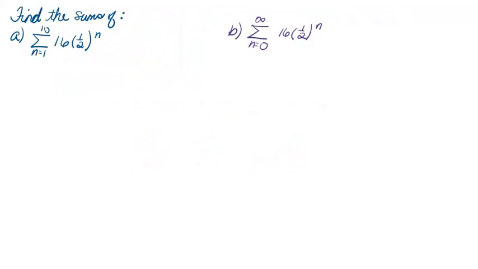Okay, so now I would like for you to pause the video and try these two problems on your own. Once you've solved them, I want you to come back and see if you have solved them the way that I have. Please notice that in part A, you are finding the sum of a finite series that starts with 1 and goes to 10. And on B, you're finding the sum of an infinite series that starts at 0 and goes to infinity. So go ahead and pause the video now and work the problems.